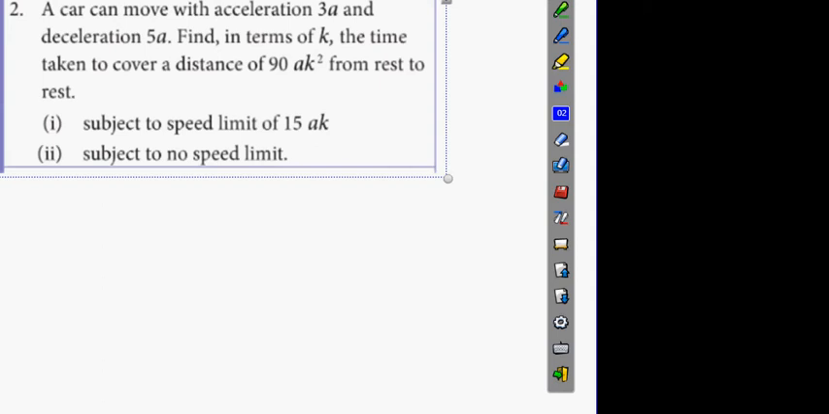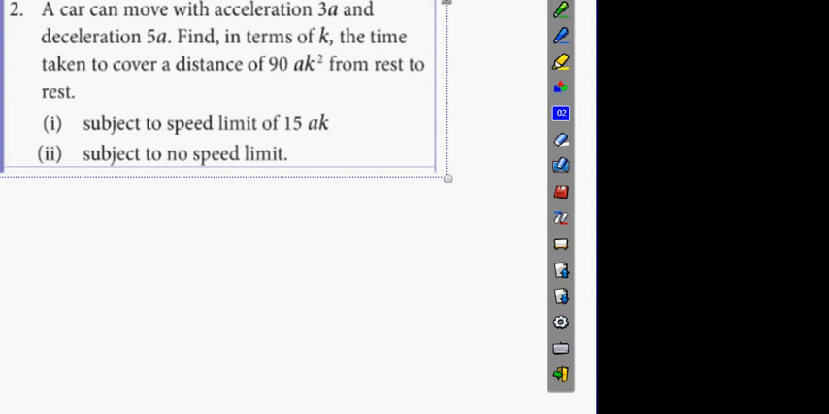This has velocity time graph written all over. Why does it have velocity time graph written all over? Can anybody tell me? Acceleration, deceleration. One object has an acceleration part, a constant velocity part, more than likely, and a deceleration part. Three separate parts, one object. Massive indication that you're doing a velocity time graph.